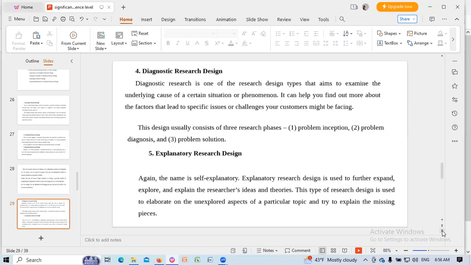Diagnostic research design. Diagnostic research is one of the research design types that aims to examine the underlying cause of a certain situation or phenomenon. This design usually consists of three phases: problem inception, problem diagnosis, and problem solution. Explanatory research design is used to further expand, explore, and explain research ideas and theories.